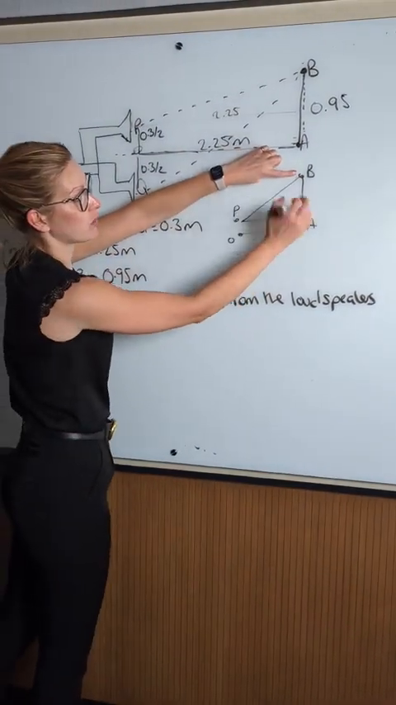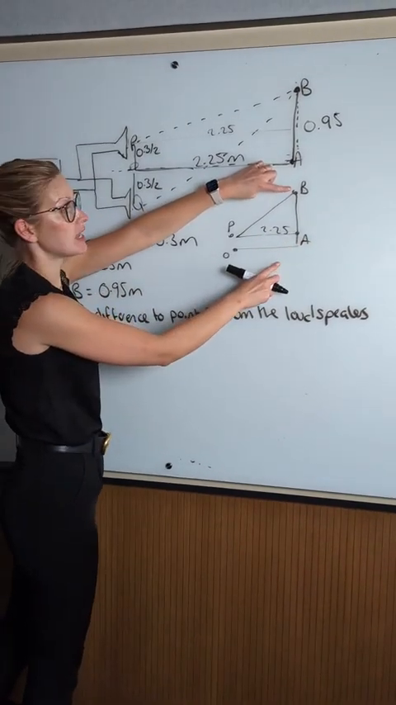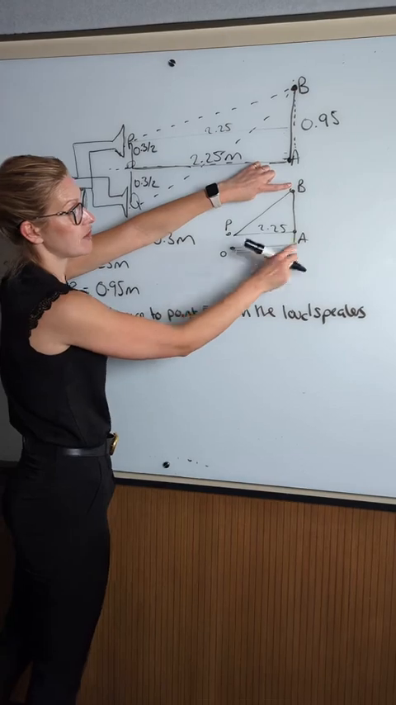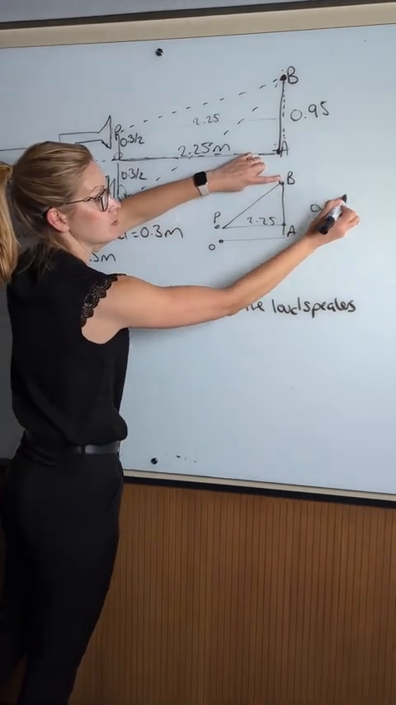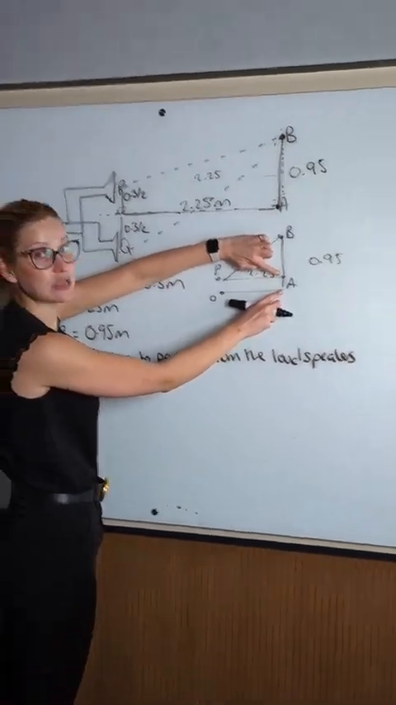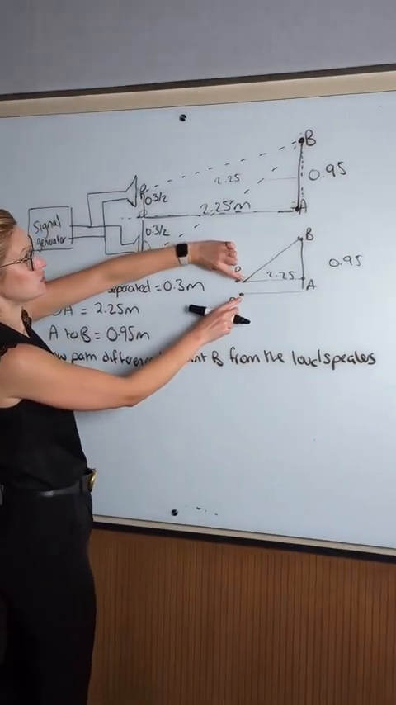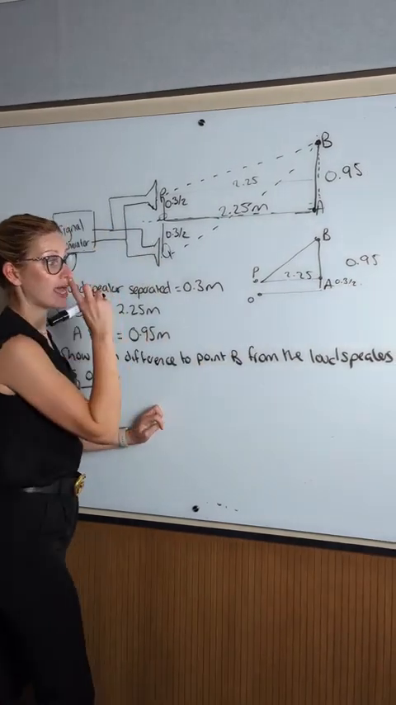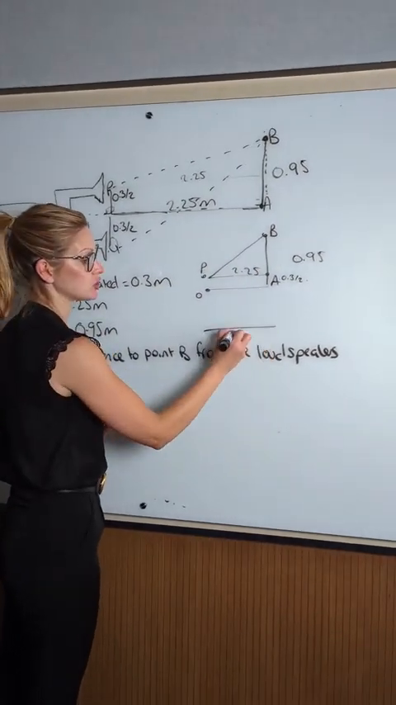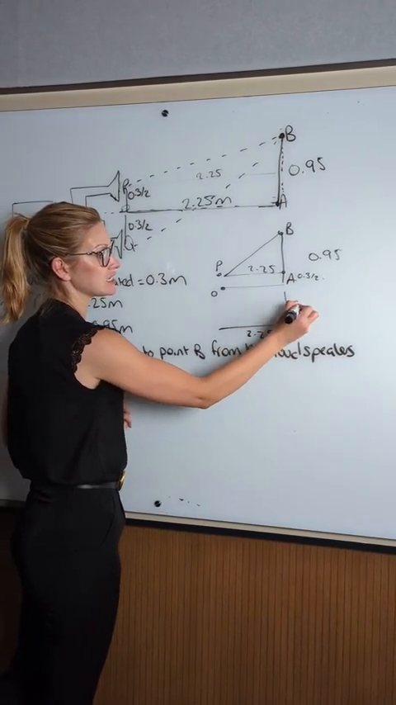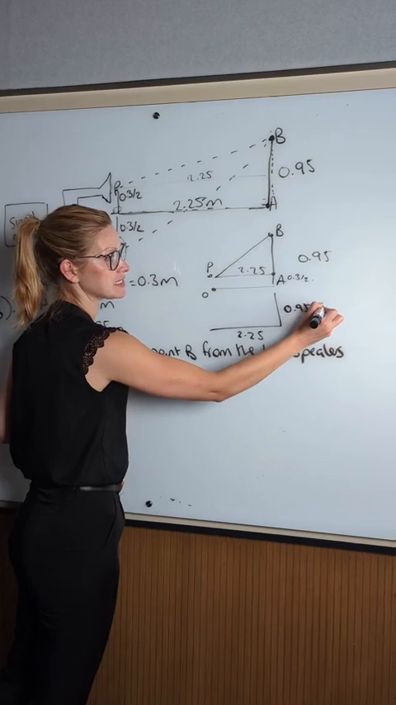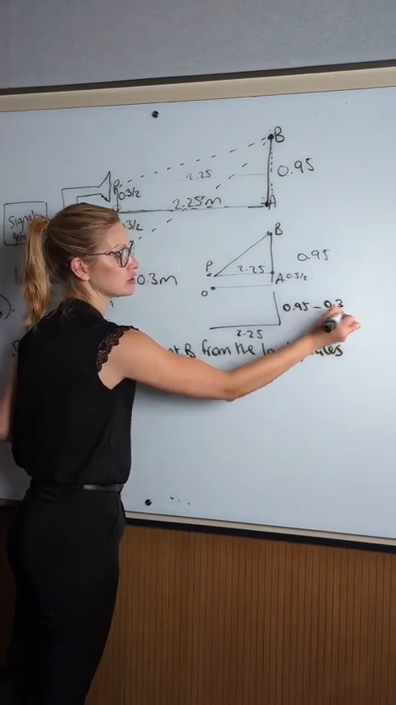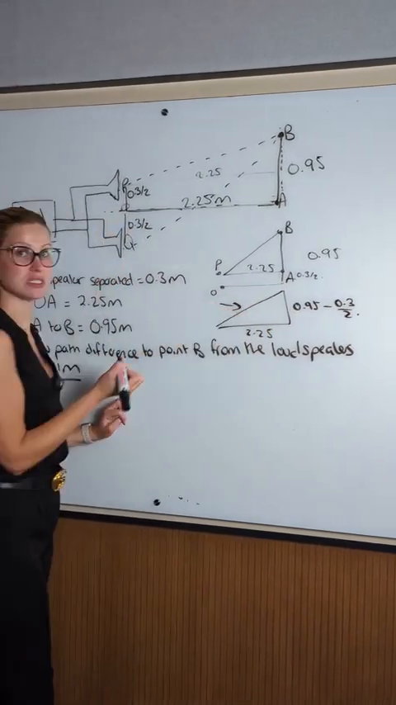A to this point now, I know I've made shorter, right? Before it was 0.95, but it's not 0.95 anymore because I've taken away this little part. And this little part is the distance between O to P, which was 0.3 over 2. So what I actually have is a triangle with a base 2.25 and a height of 0.95 minus 0.3 over 2. And I want to find out what my hypotenuse is.